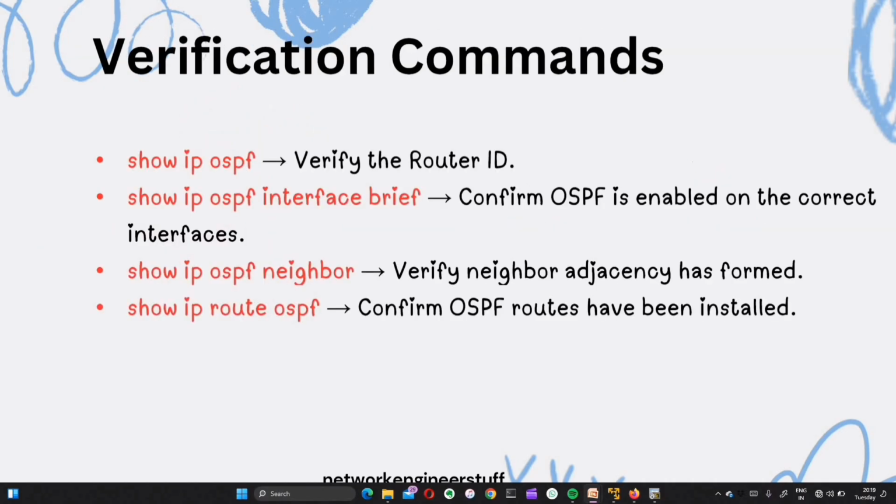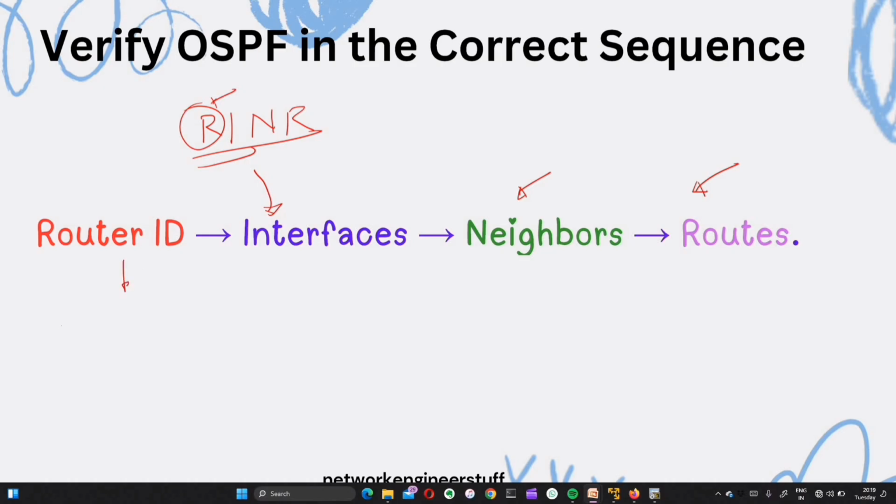So here are these 4 commands which are critical, which are very important. For the router ID, the command we saw was show IP OSPF. For interfaces, we saw the command was show IP OSPF interfaces. For neighbors, we saw the command was show IP OSPF neighbor, and for routes we saw the command was show IP route OSPF.